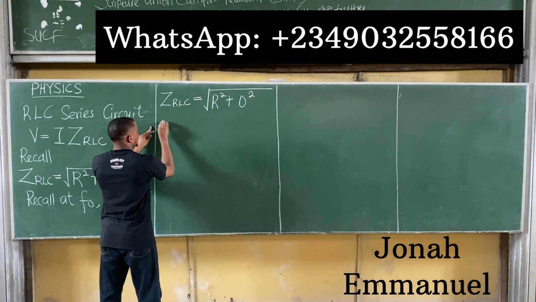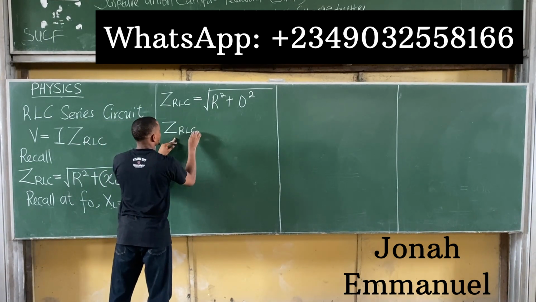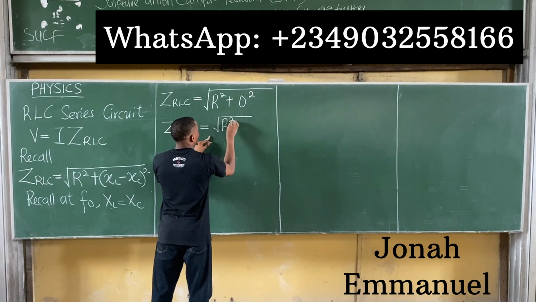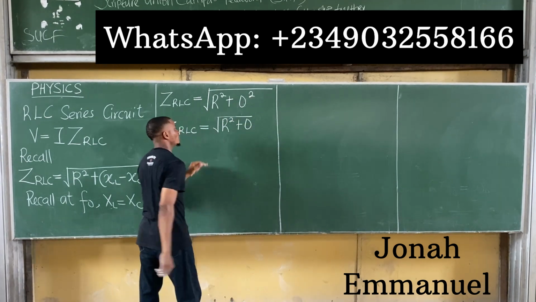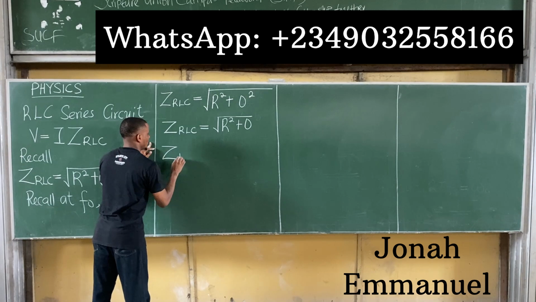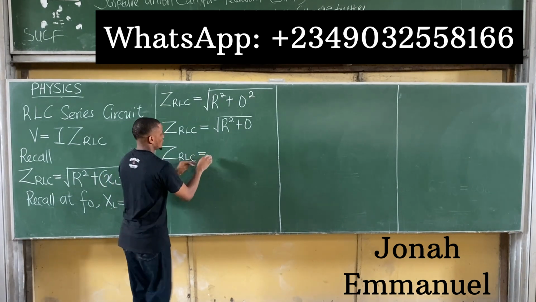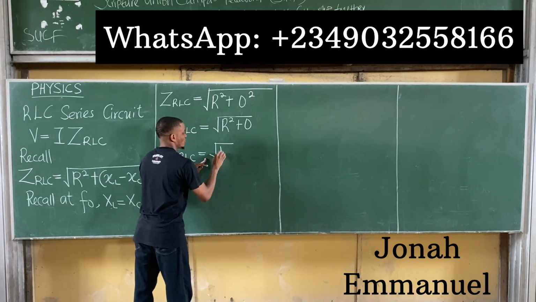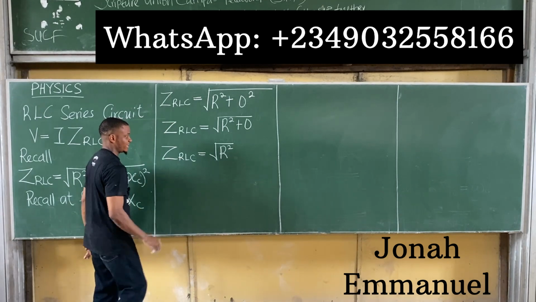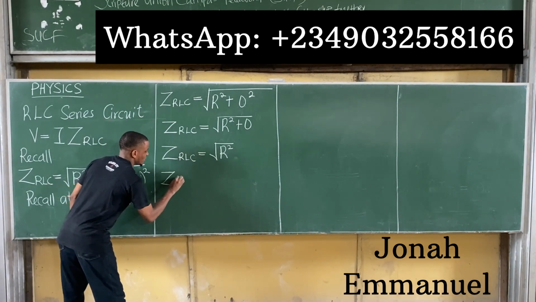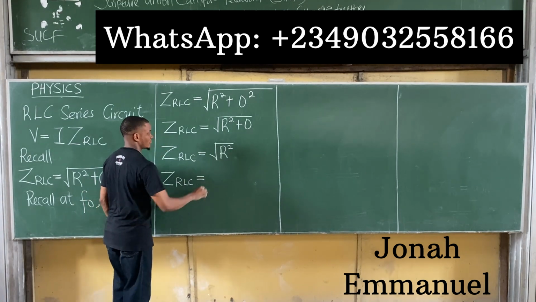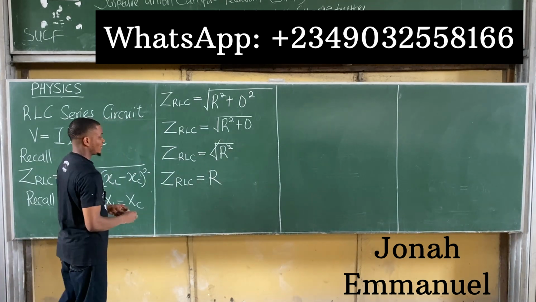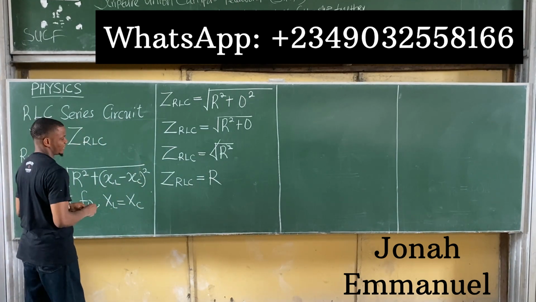So work on this. It means that ZRLC is equal to the square root of R squared plus 0 squared, which is 0. Work on this, you have that ZRLC is equal to the square root of R squared plus 0. Anything plus 0 is that thing, so R squared. So in this case here, obviously you have that ZRLC is equal to the square root canceling the square, you have R. So I have this.